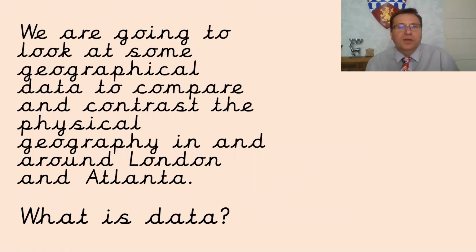So moving on. Now we're going to look at some of the geographical data to compare and contrast the physical geography in and around London and Atlanta. Now, I like to think you will all know what data is, seeing as we did spend some time in maths looking at data when we were doing graphs and bar charts and pictograms. So you should all know what data is. Think about what data is and see if you can tell someone in your family what data actually is, because we're now going to be looking at some data around the physical geography of London and Atlanta.